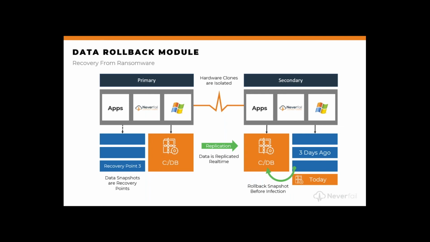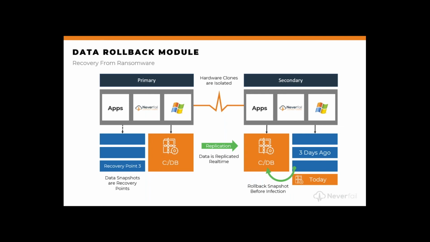What's nice about it is that channel is hardened, so you cannot get ransomware coming in through the channel to the secondary. So from an operating system perspective, they're fully isolated. But the data is being replicated real time from the database, in this case from the C database directory over to the same directory on your secondary. So there is an area in which you would have to recover from if that happens. That's where the data rollback module comes in.